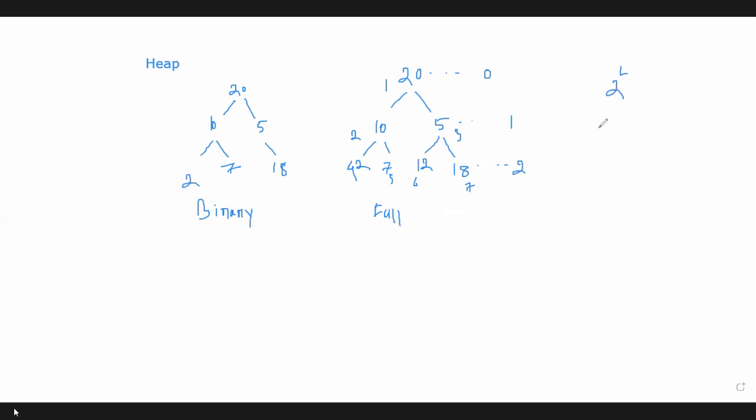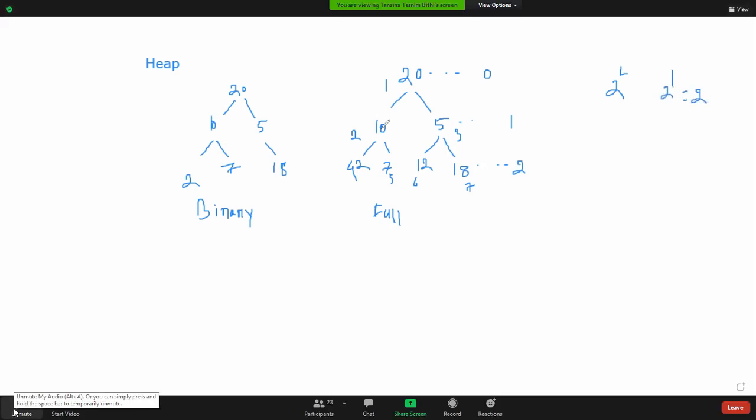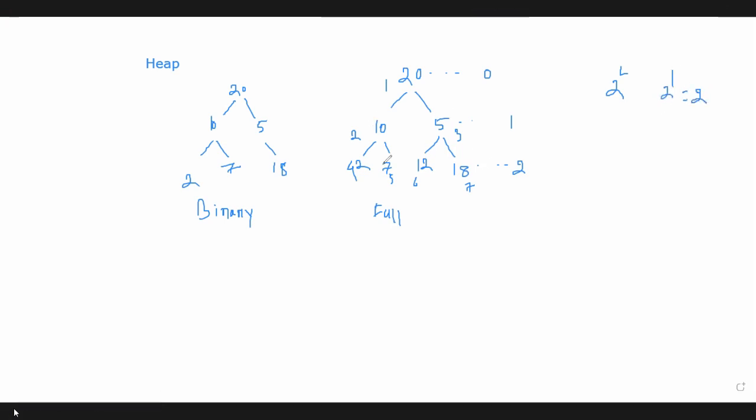In the second level, L equals 1. So the second level has exactly 2 nodes, 10 and 5. In the third level, L equals 2. So the third level has exactly 4 nodes. And if I take another child here, that means at that time the level number will be 3. And if it's a full binary tree, then the fourth level should have how many nodes? 2 to the power 3 equals 8 nodes. That is a full binary tree.